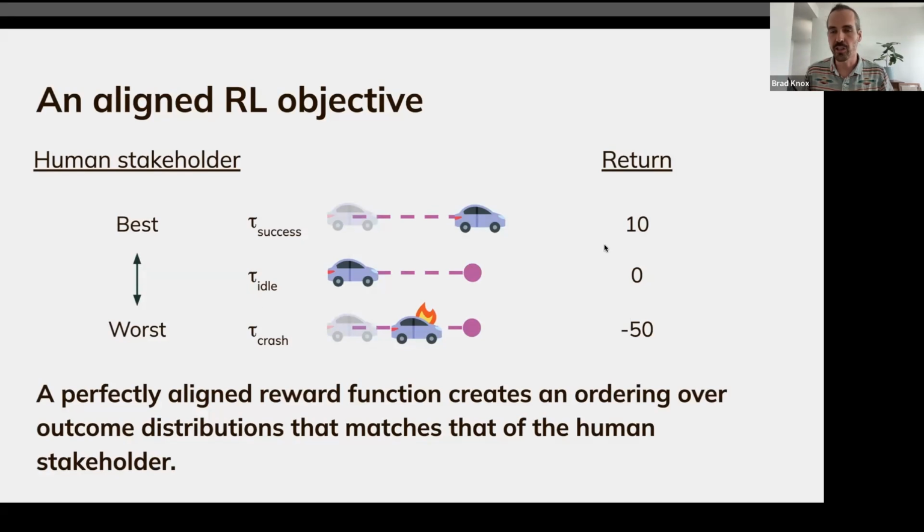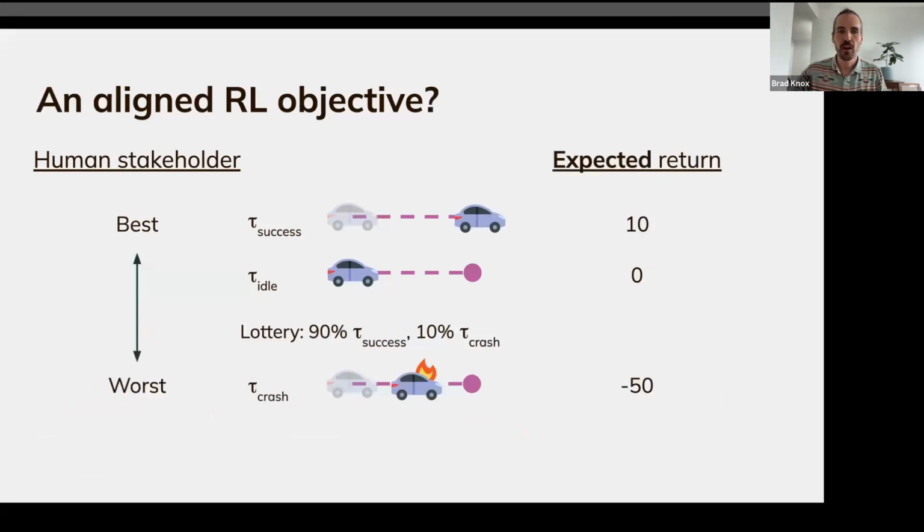And let's just say there's an RL objective that assigns the following return for these 3 trajectories. In this highly simplified task with only 3 possible trajectories, this would be an aligned RL objective because it orders these three trajectories by return the same way that humans would. Okay, now let's add some domain stochasticity.